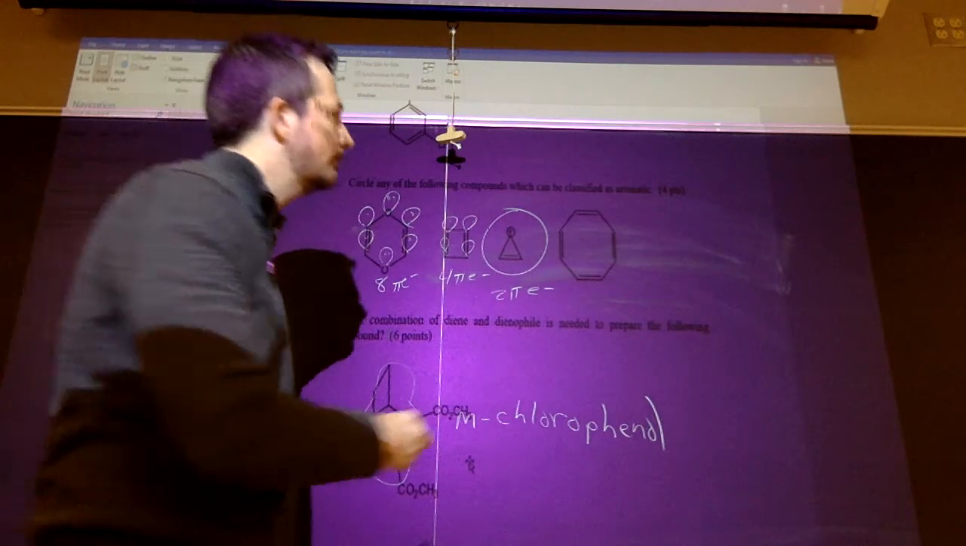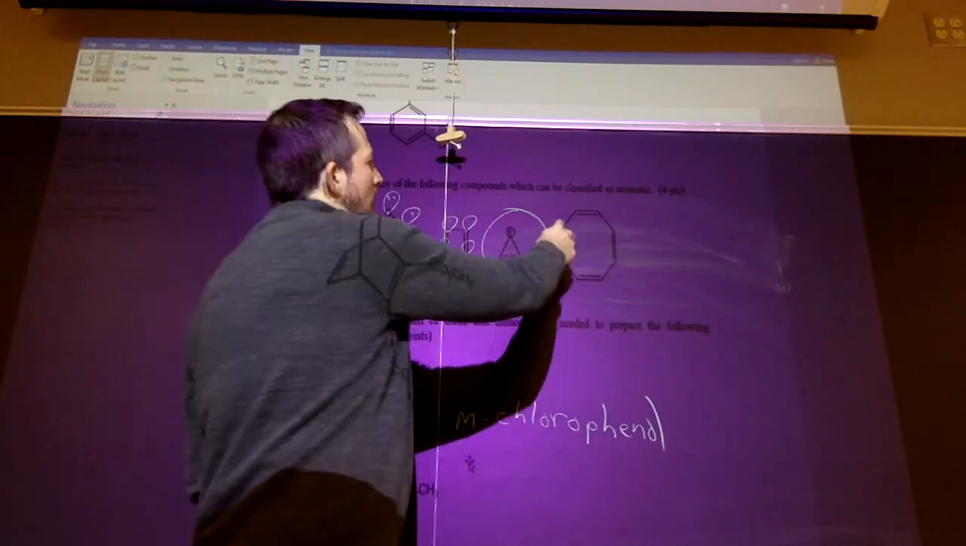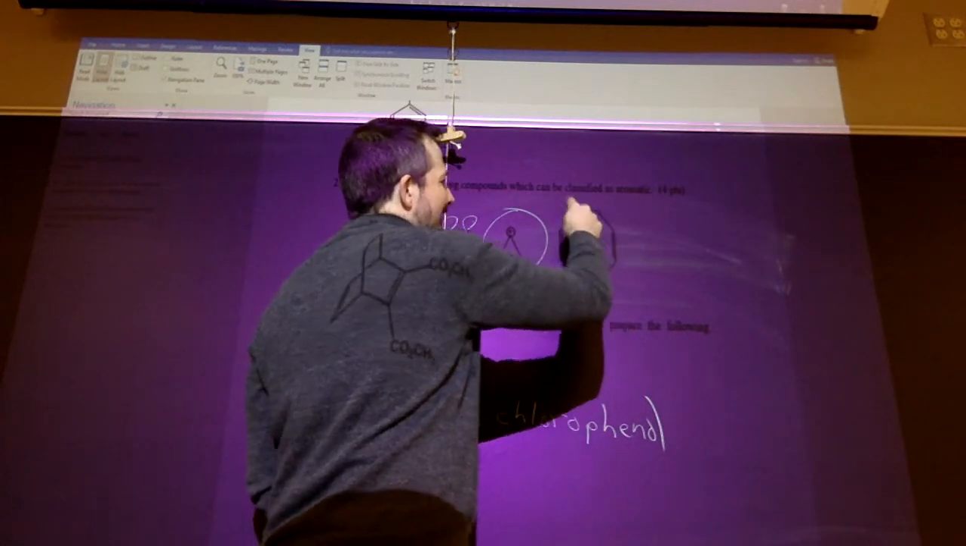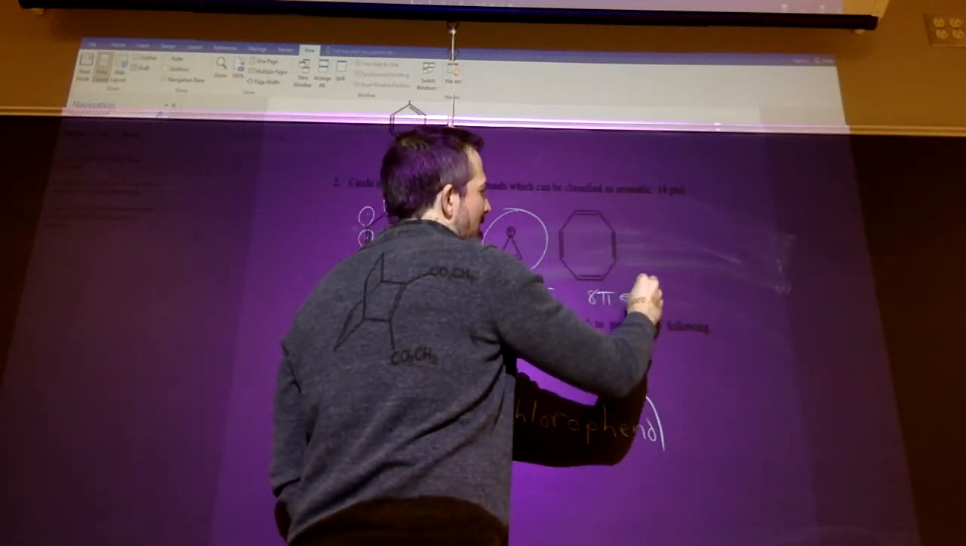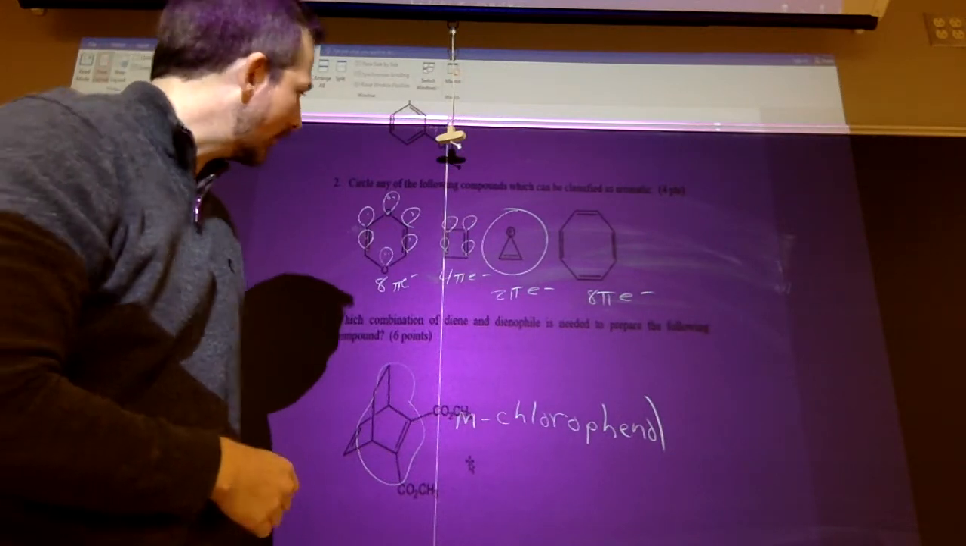Look at the next one. Again, it's conjugated, cyclic, 1, 2, 3, 4, 5, 6, 7, 8. 8 pi electrons, not a Huckel value, so anti-aromatic on that one.